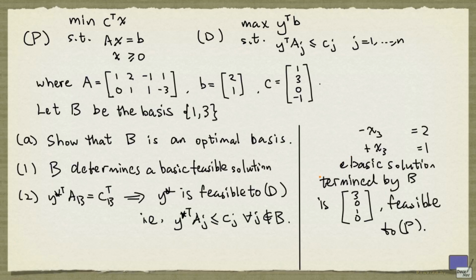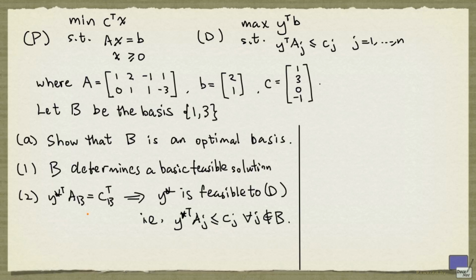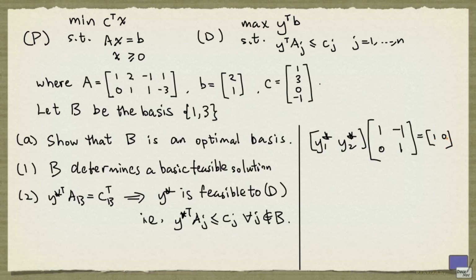Now let's look at the second condition. So we need to solve this system of equations. This system looks like this: (y1 star, y2 star) times the submatrix of A consisting of the columns indexed by the elements of B, and the right-hand side will be (1, 0). So expanding the left-hand side, we get y1 star in the first entry and minus y1 star plus y2 star in the second entry, and that equals (1, 0). So y1 star is 1, and if y1 star is 1, this tells us that y2 star is also 1.